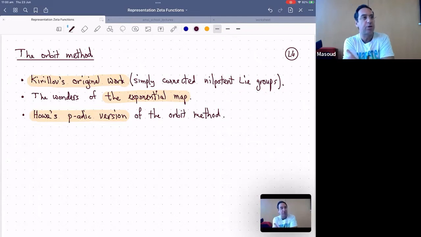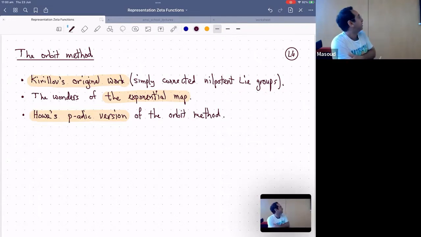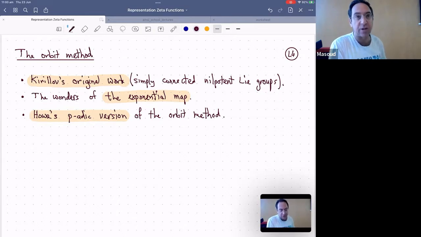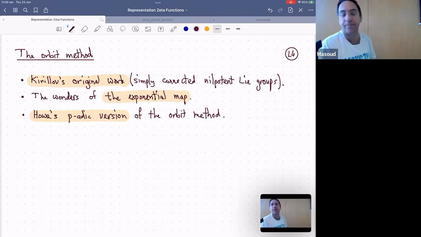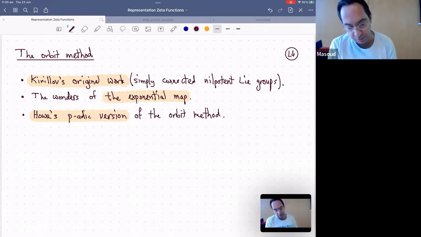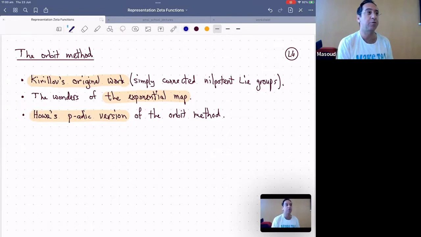The plan for today is to talk about the orbit method. I will first talk about the original work of Kirillov, which is related to simply connected nilpotent Lie groups. Then I will talk about the exponential map a little bit in great enthusiasm. And then I will talk about Howe's p-adic version of the orbit method. Let me just remind you, it's always good to remember why we are doing what we are doing.